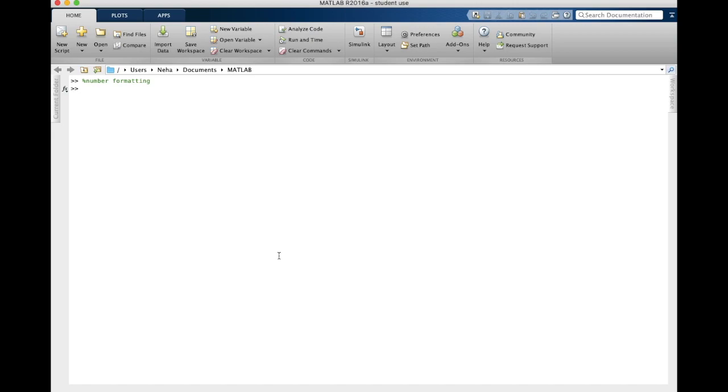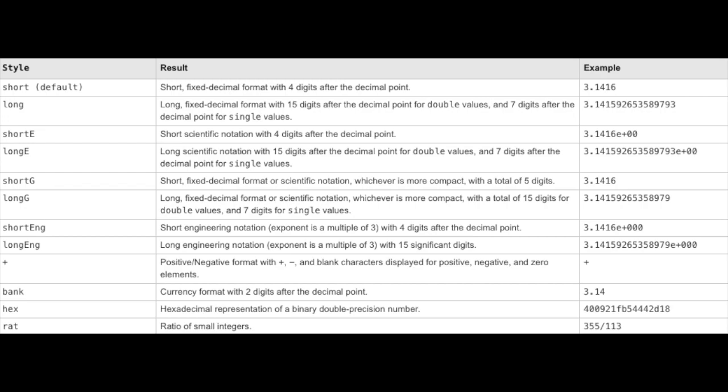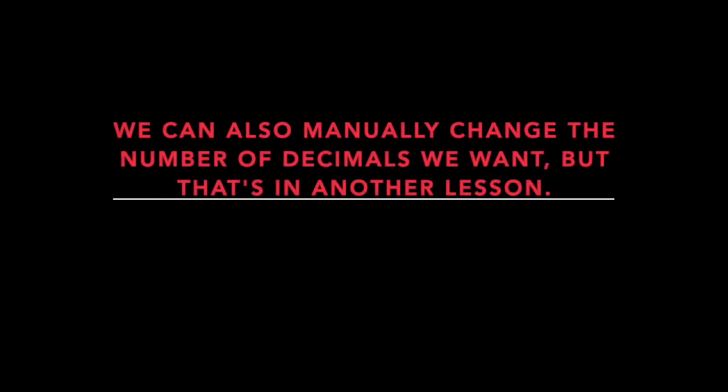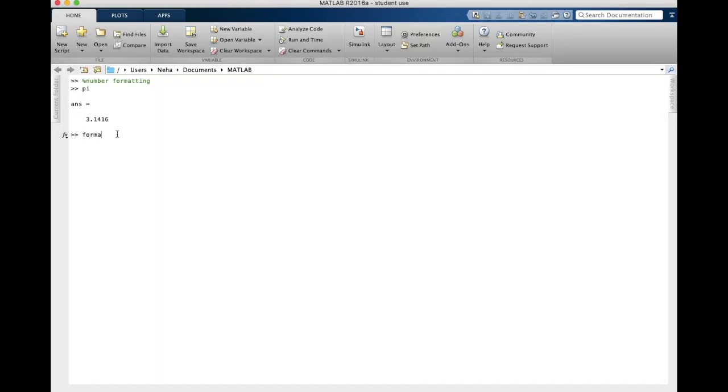Now let's talk about number formatting. Say I have the number pi. If I type pi into MATLAB, it gives me 3.1416. So I'm inserting this table here, and this shows all the different styles for formatting. These are built-in commands. If I type the format that I want here, it will turn purple once I type the words, and everything after that, all the numbers after that, will be in that certain format.